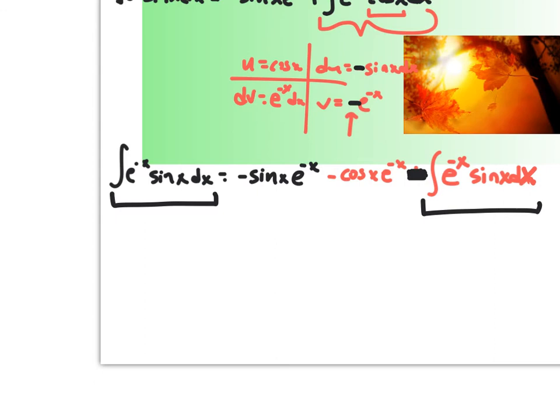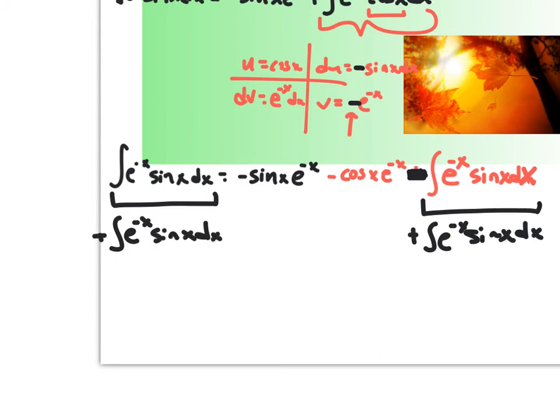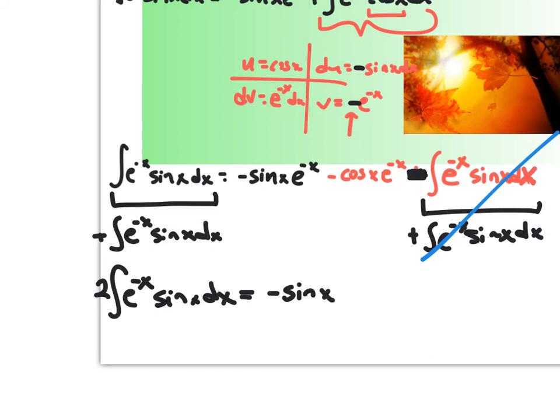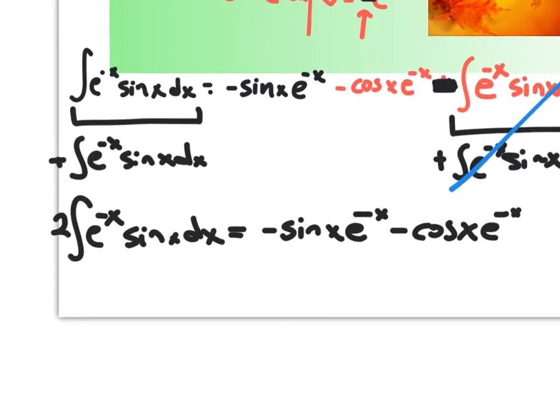Okay, that's minus. So if I add the integral of e to the negative x sine x to both sides, add it, e to the negative x sine x dx, guess what? I get two of those. And they are gone from the right side. That equals negative sine x e to the negative x minus cosine x e to the negative x. Written in either order, doesn't matter.